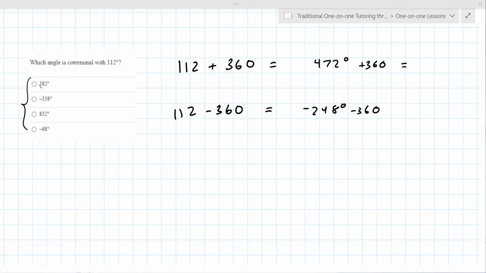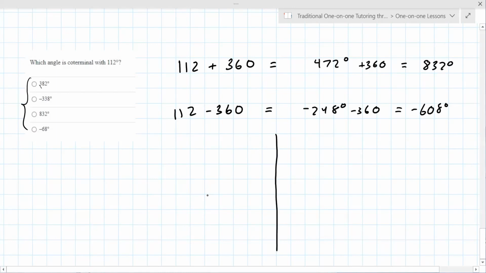It's not that bad, it's not horrible, but it's not as easy as just seeing it. So this is minus 608, and I think it's going to be the one above it. So this one is 832. In pictures, and I think this will be much more helpful, 112 degrees is right here. When you add 360, you're just going around and getting back to the same place. And then you go around again and get back to the same place, because there's 360 degrees in a circle.